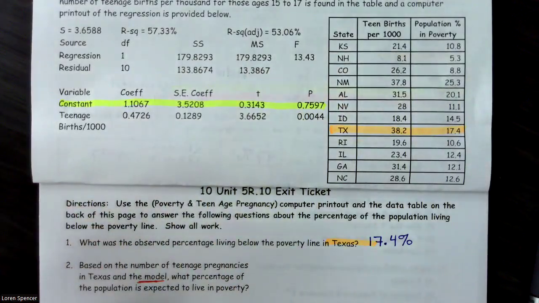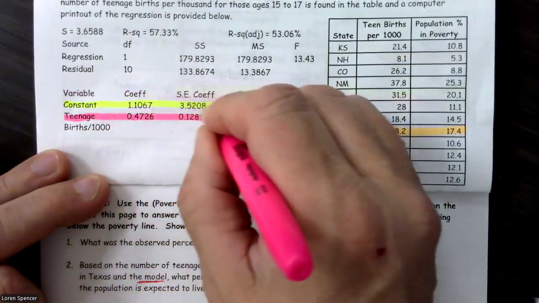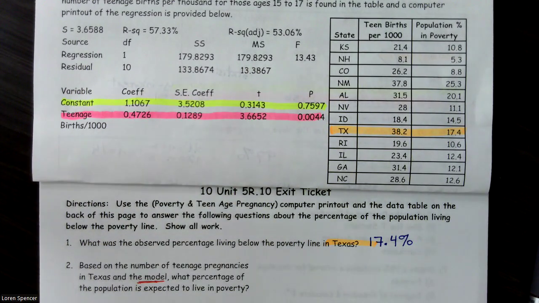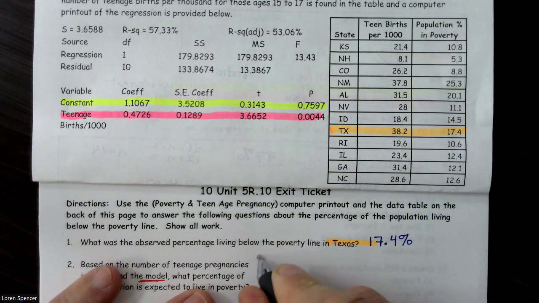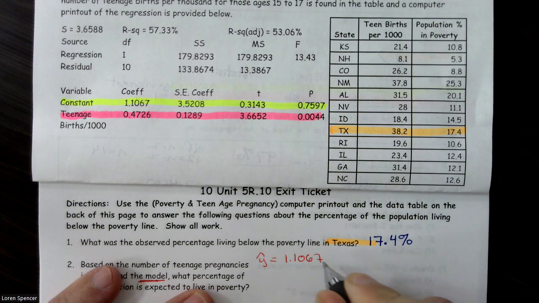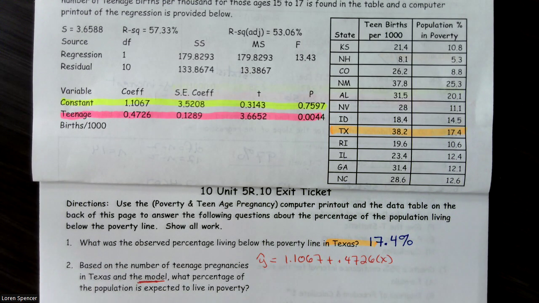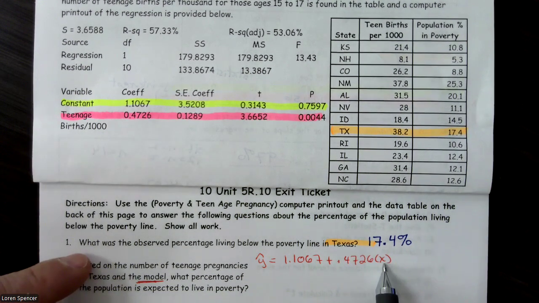There's our y-intercept row, and directly below that is our slope row. From that, we can write our regression equation, which is going to look like y hat equals 1.1067, because this is the model they're talking about, plus 0.4726 x. Now we need to know what our x is.